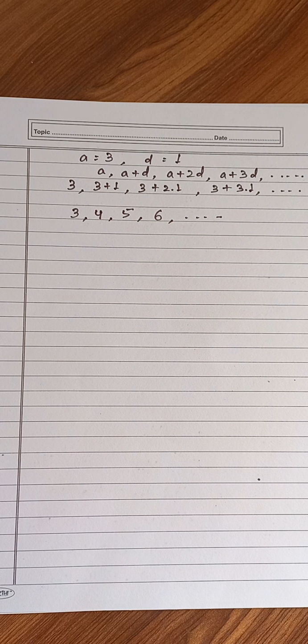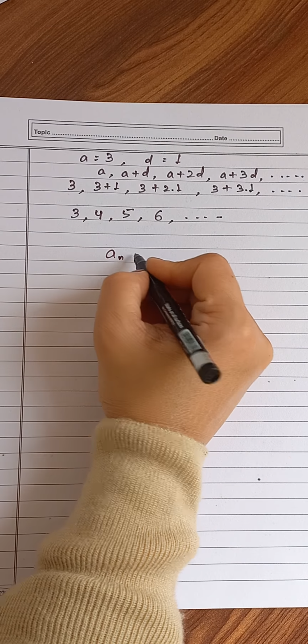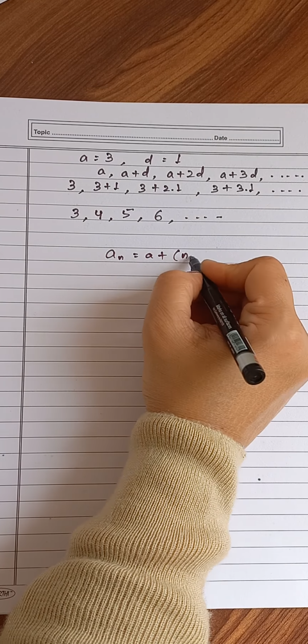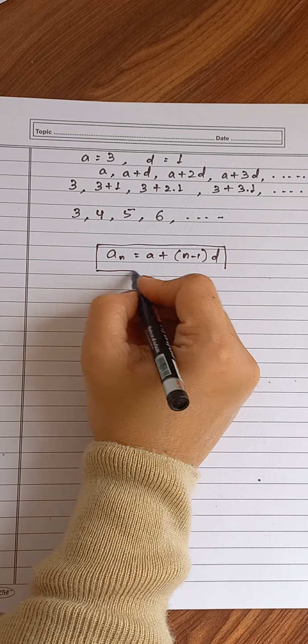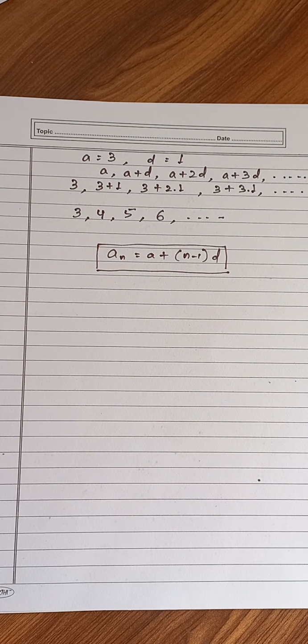These two types of questions generally come related to the nth term of an AP. And you must remember that an is equal to a plus n minus 1 into d. This is the very basic to learn about the nth term of an AP. If you know this, then obviously you can do different kinds of questions based on this.